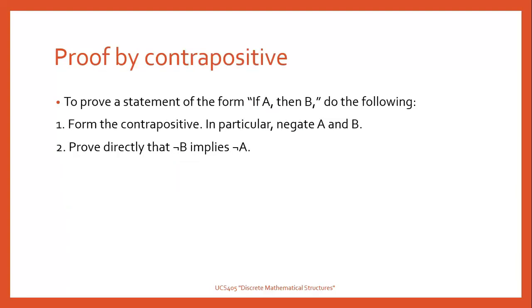Last technique which we will discuss today is proof by contrapositive. We know that for any conditional statement a implies b, its contrapositive is negation b implies negation a. So if we have to prove that a implies b is true, we will prove that negation b implies negation a is true. Then according to proof by contrapositive, we can say that this is true.